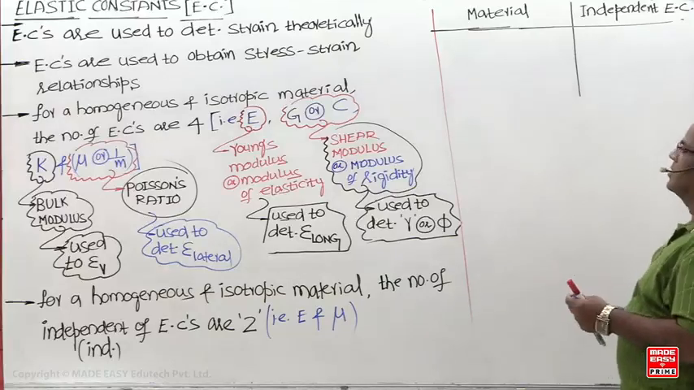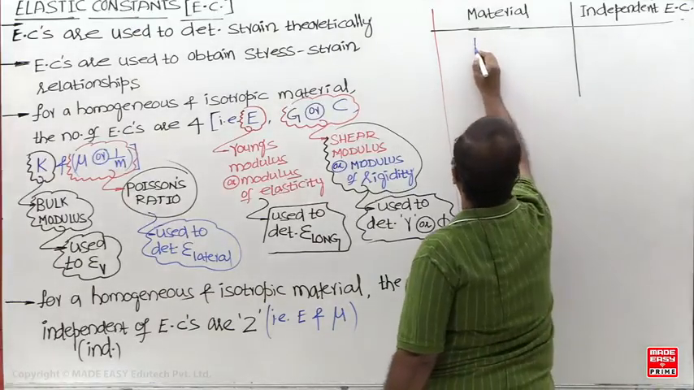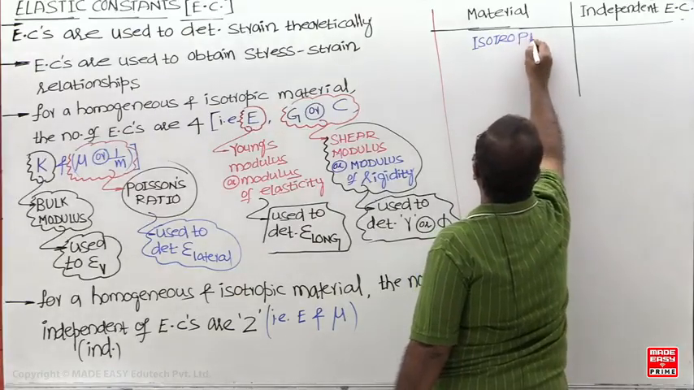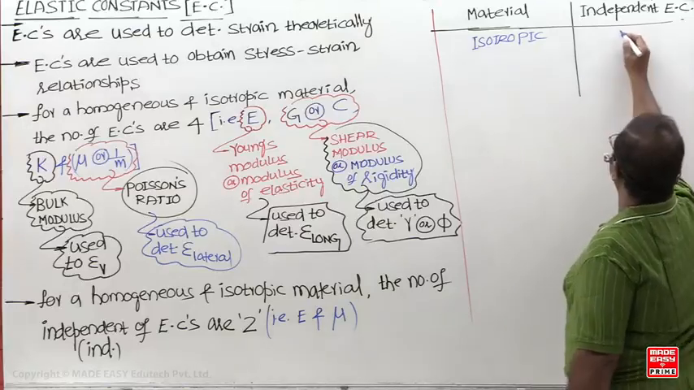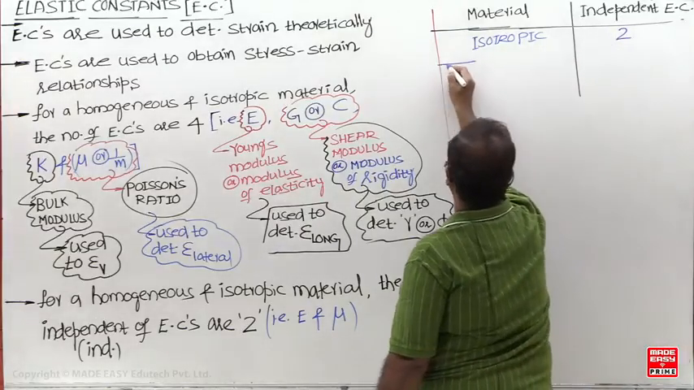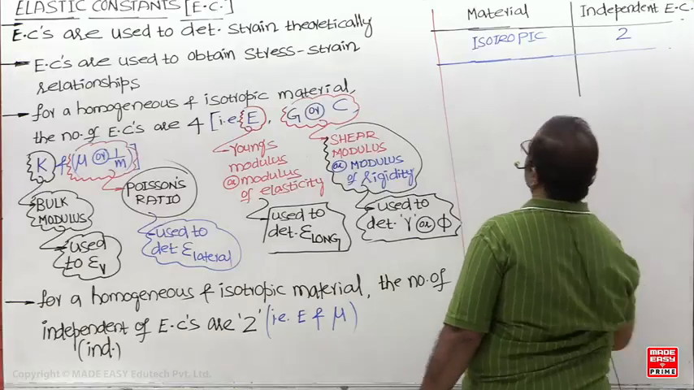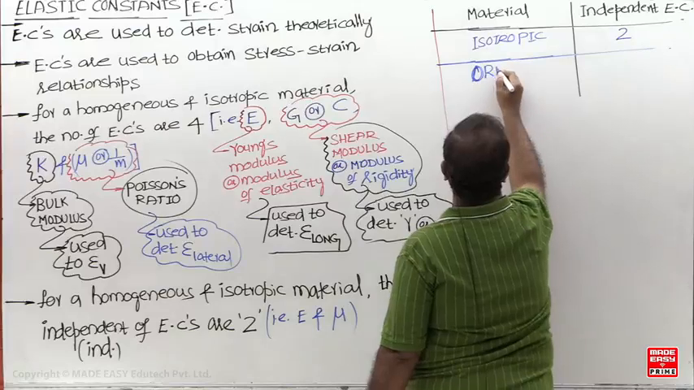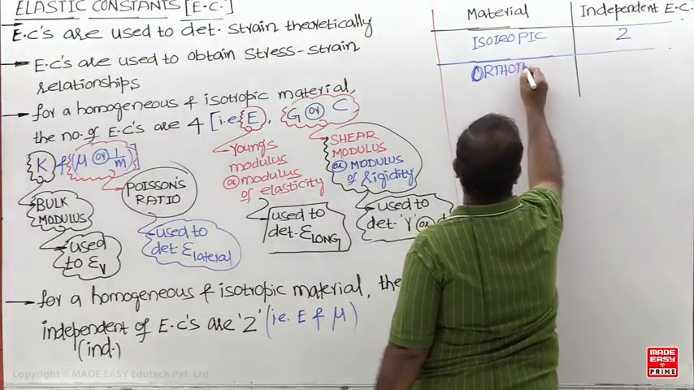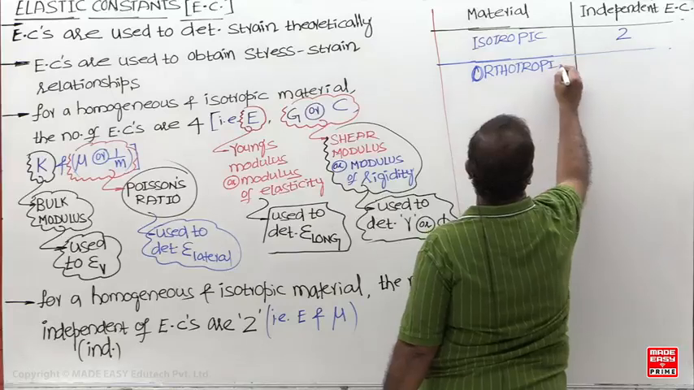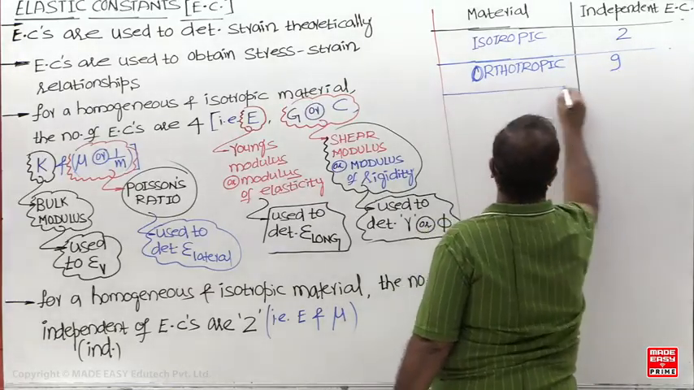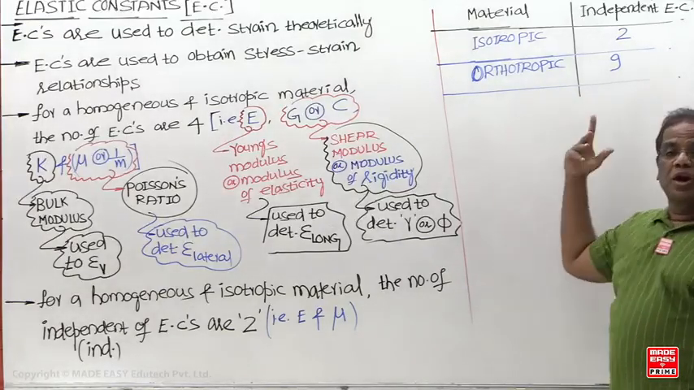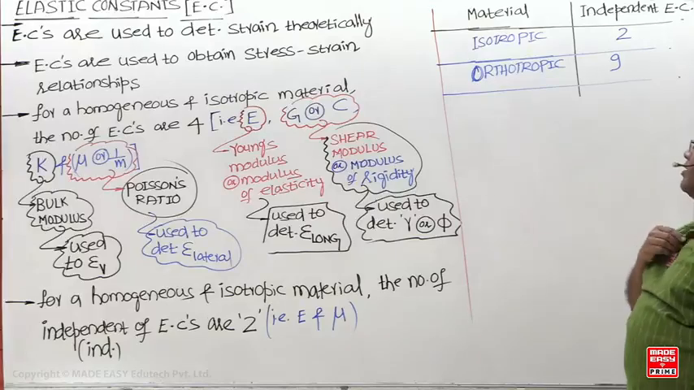Independent elastic constants. By default you are assuming homogeneous and isotropic, and the number of independent elastic constants is 2. Orthotropic, so what is that, 9? You need not focus. Try to remember that number only. That 9 you need not bother. It is not as per the syllabus. But you should know the definition of orthotropic.